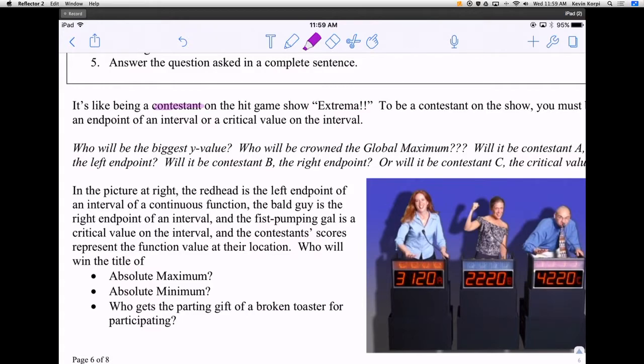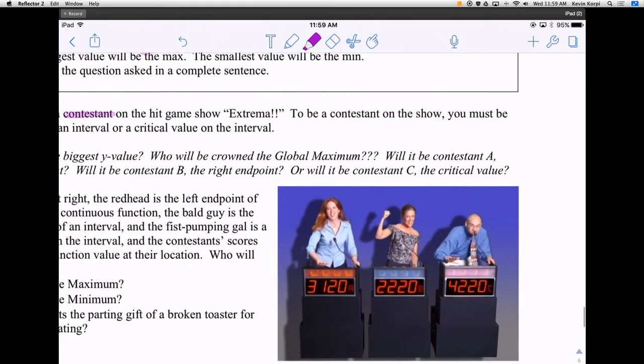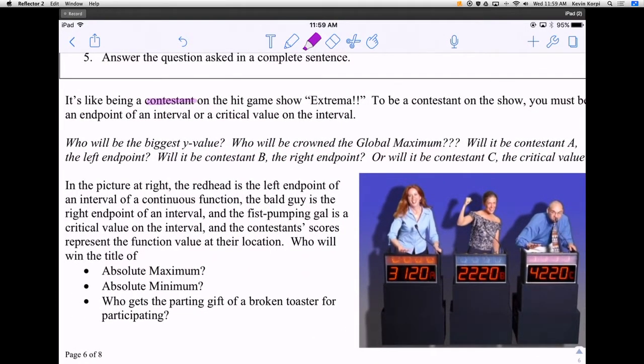Who will be the biggest y value? Who will be crowned the global maximum? Will it be contestant A, the left endpoint? Will it be contestant B, the right endpoint? Or will it be contestant C, the critical value? Dun, dun, dun.